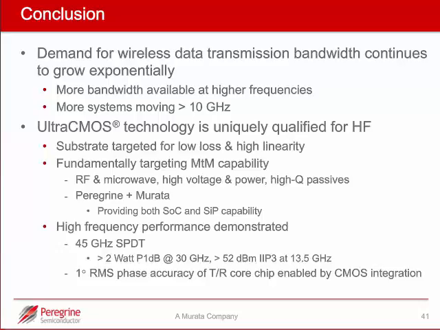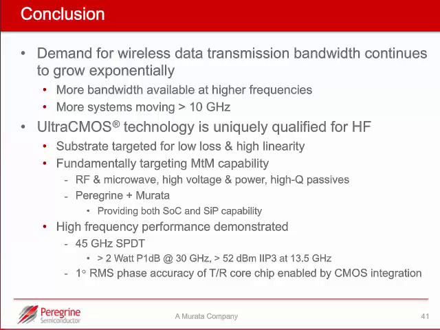One is the substrate is targeted for low loss and high linearity. And then fundamentally, it's targeting the more than Moore capability, which means we are focused on RF and microwave, high voltage and power, and high Q passives. And with the teaming of Peregrine and Murata, that just brings that to the forefront all the more and provides the silicon on chip, the system on chip, as well as the system in package capability.